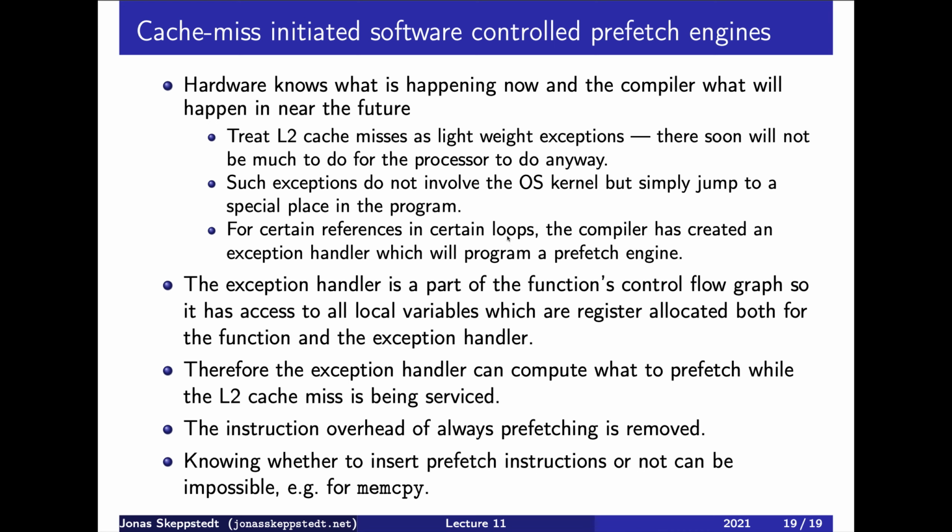But what we can do is to change the hardware, if we produce the hardware, to get a so-called lightweight exception. Normal exceptions invoke the operating system, and that takes by far too much time. But at a level 2 cache miss, not level 1, because that will be served too quickly anyway, we can take such an exception and jump to some code that is part of the function.